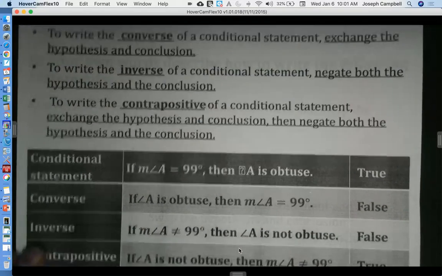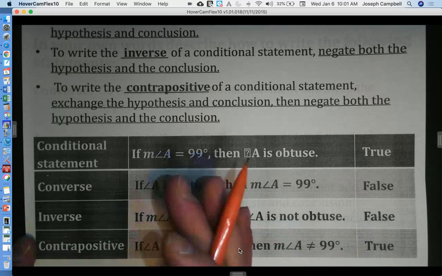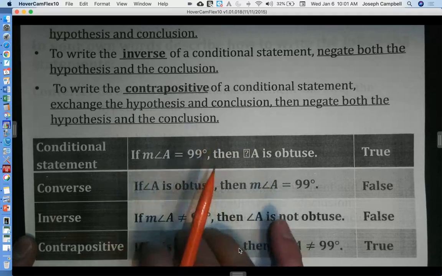So here we get into the various forms of the conditional statements, and how we rearrange and order them to get different varieties of the same statement.